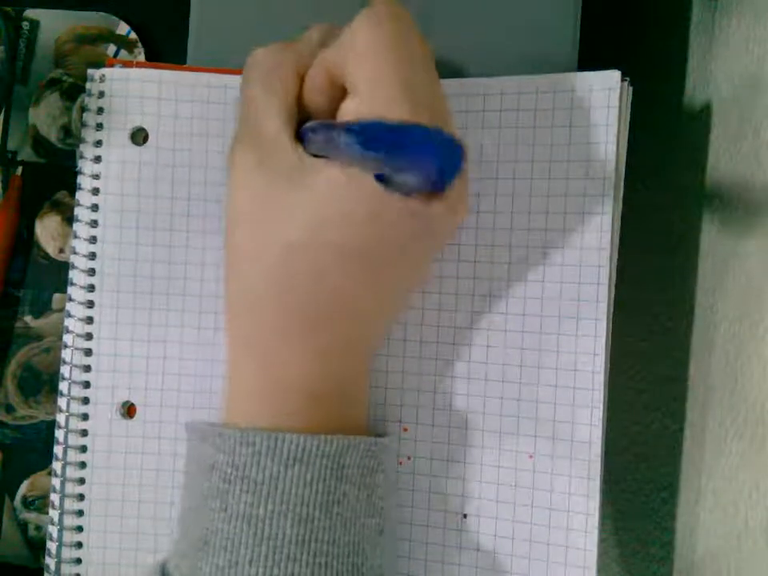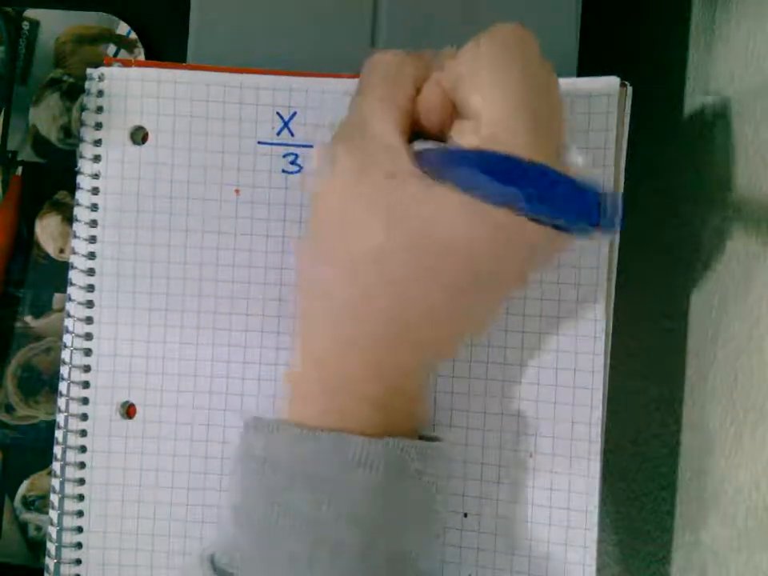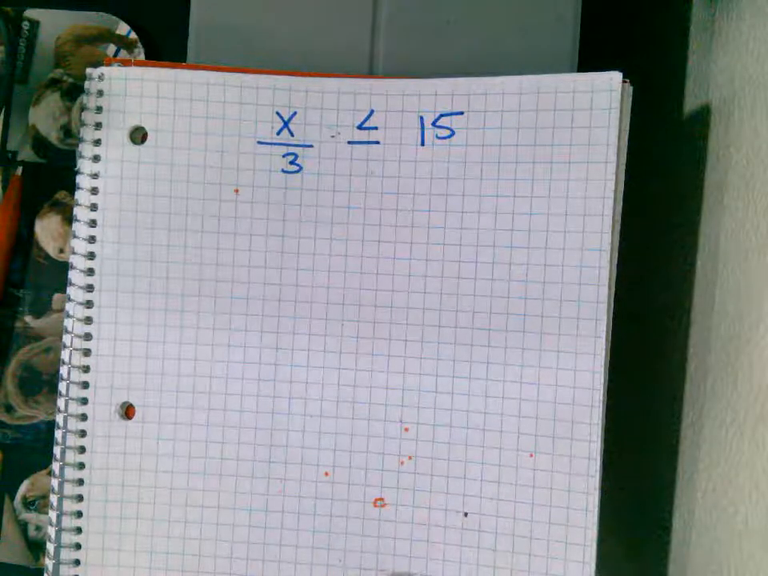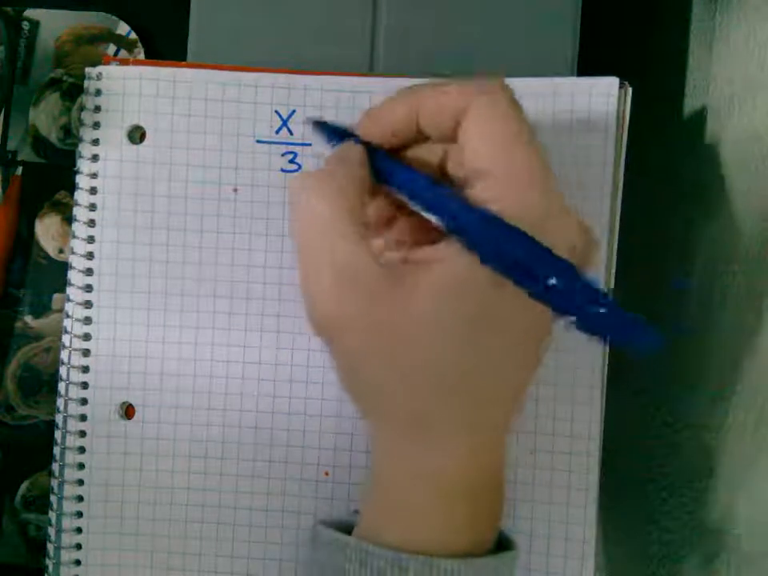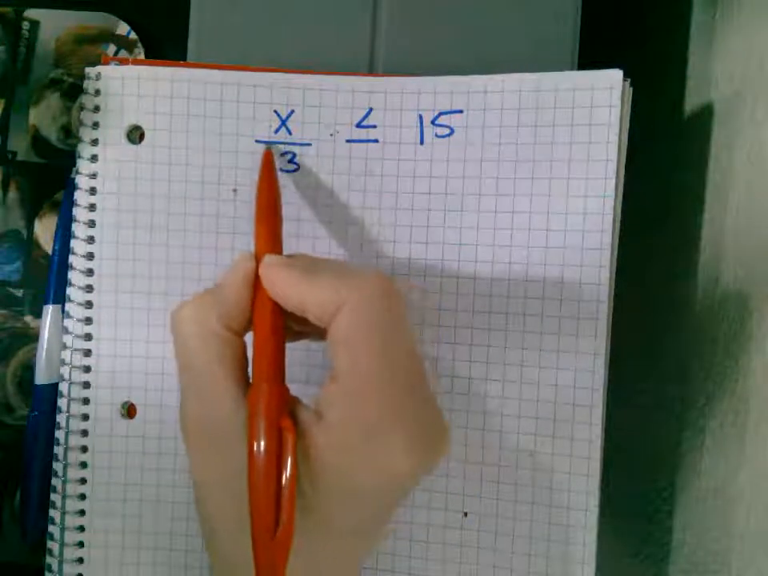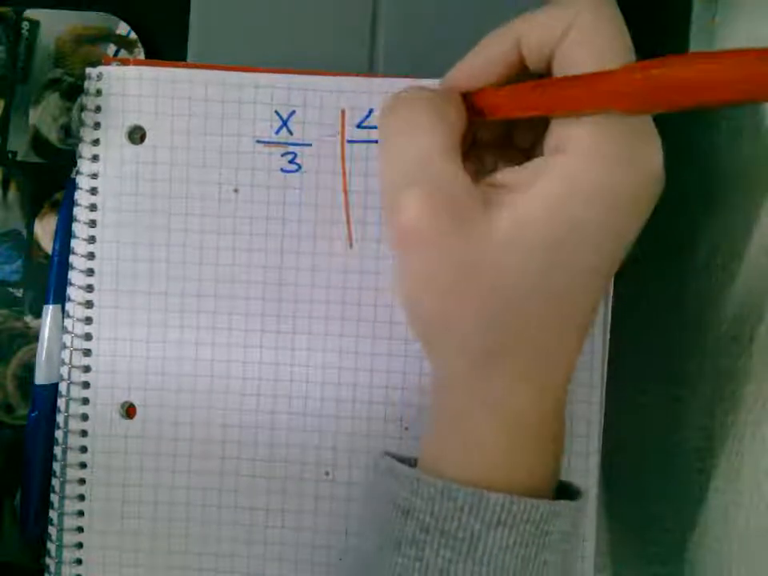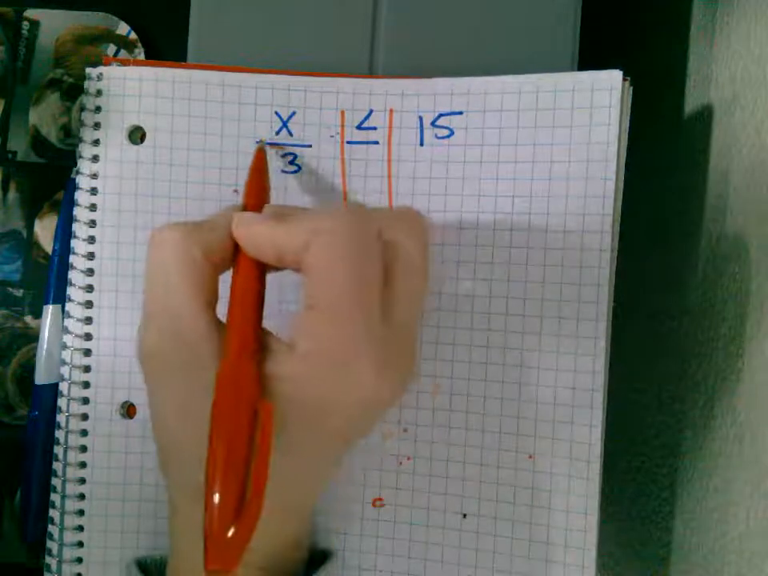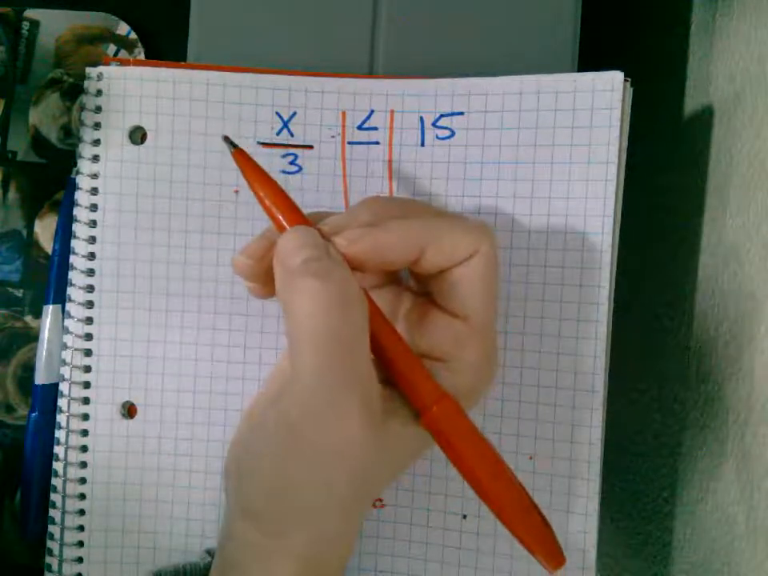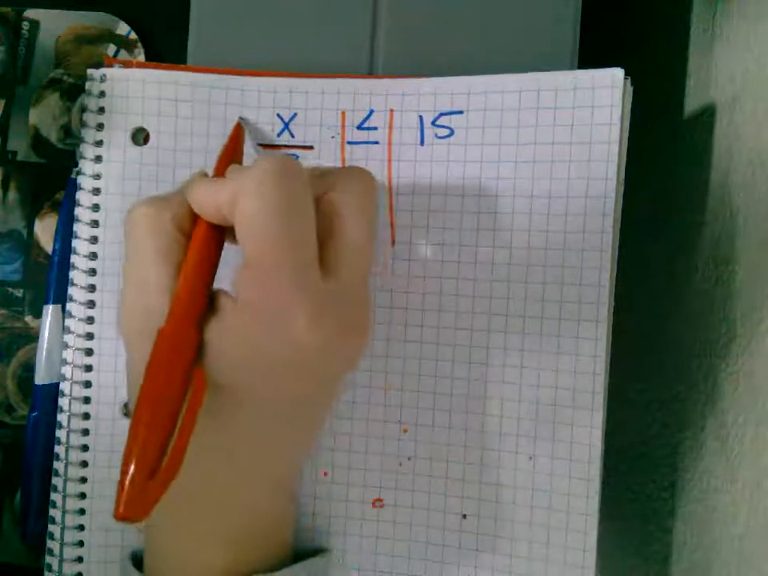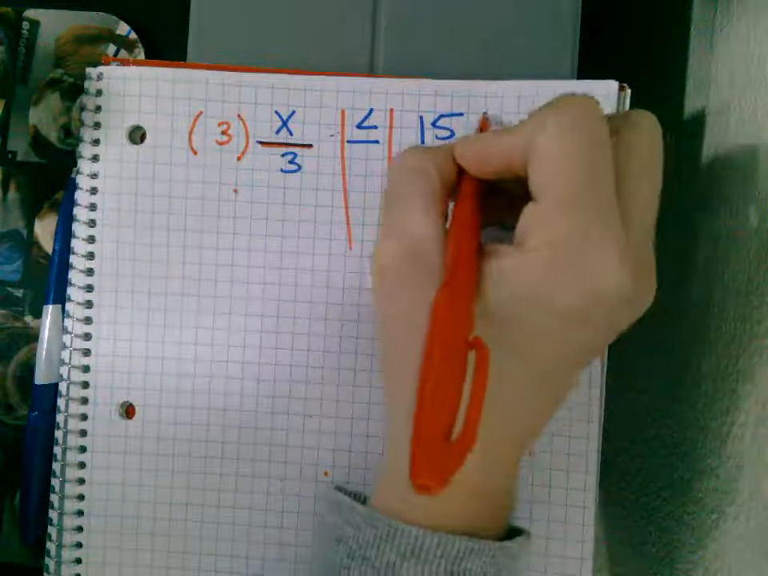All right, next, third problem. X over 3 is less than or equal to 15. So, what does this line right here mean? Fraction. Yes, what else? What operation? Division. So this fraction bar means division. So you ask yourself, what is the opposite of division? Multiplication. So we're going to multiply by 3.